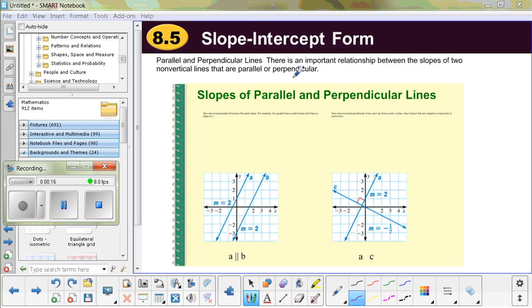Parallel means they are never going to touch. We tend to write that with the double lines that are parallel. So we'd say line A is parallel to line B.